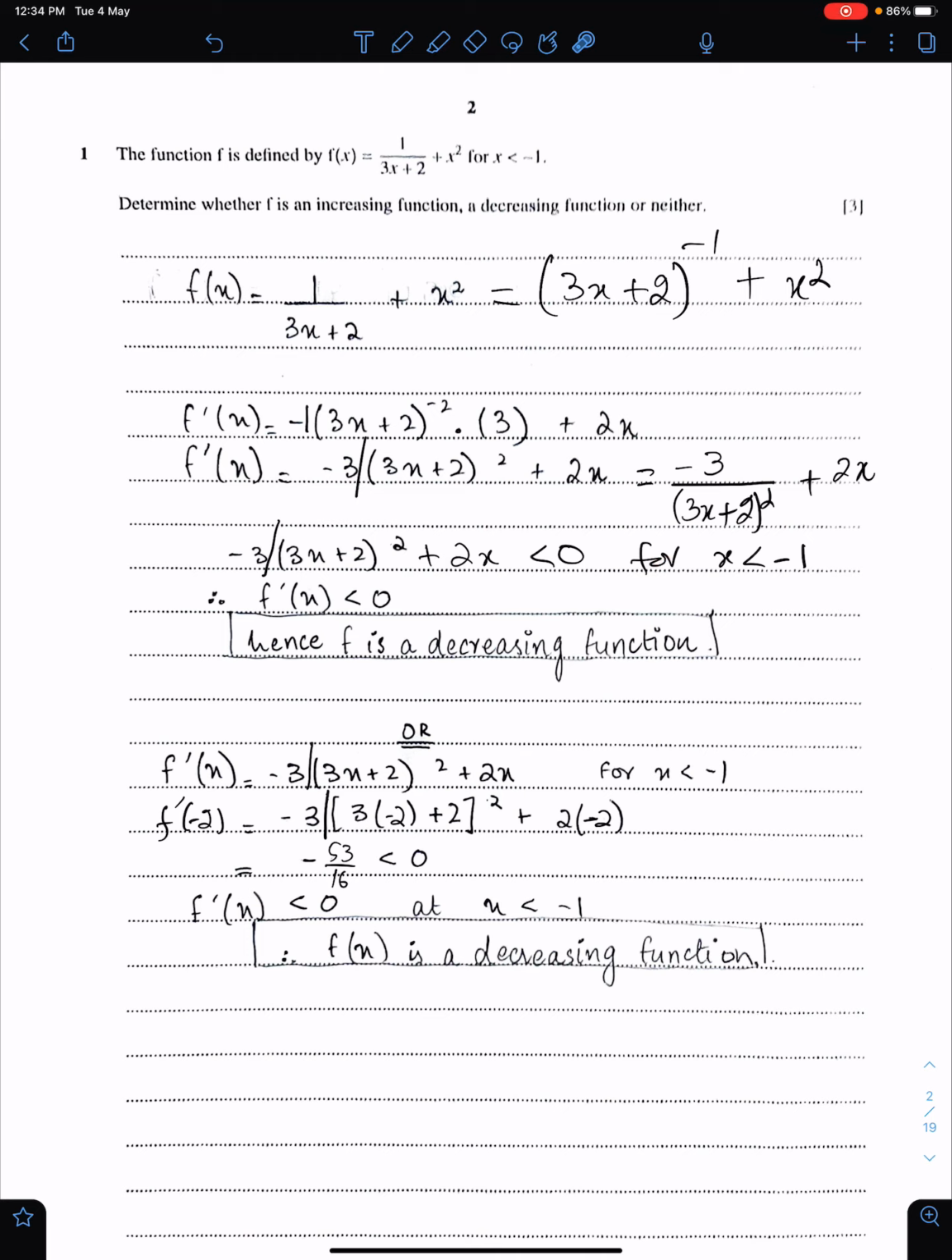Method 2 is simple. You can just substitute any value of x which will satisfy this inequality. These are the possible values: minus 2, minus 3, minus 4, and so on.